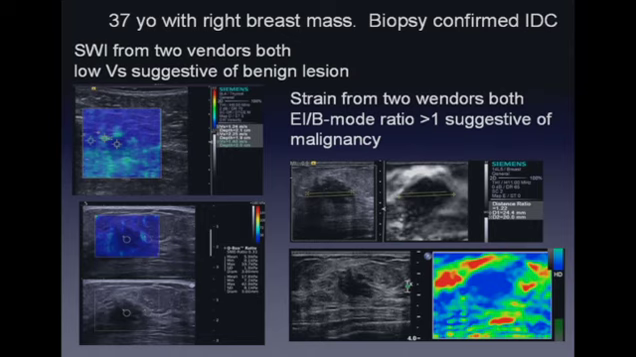So again, this does not seem to be a vendor-specific problem, but a problem that's very specific to breast cancers and the development of shear wave properties within them.